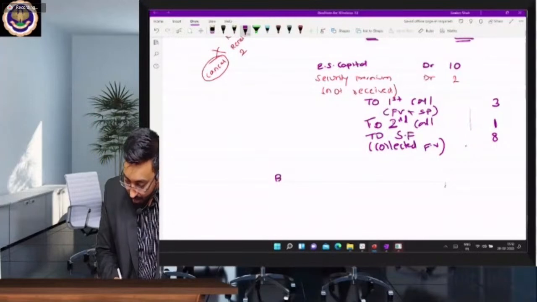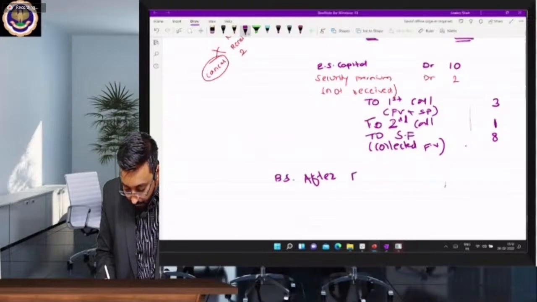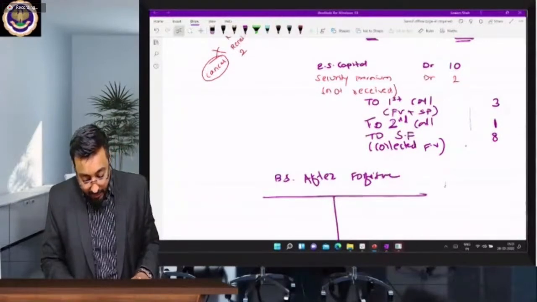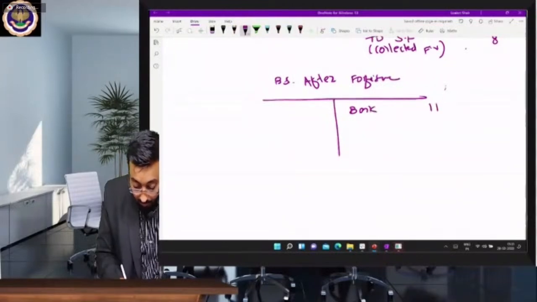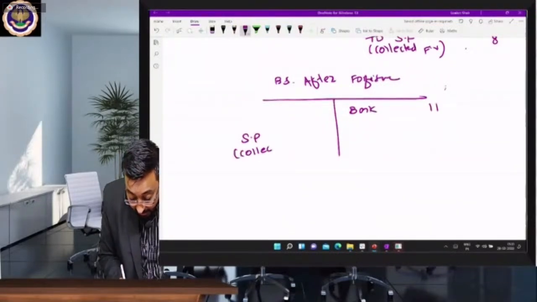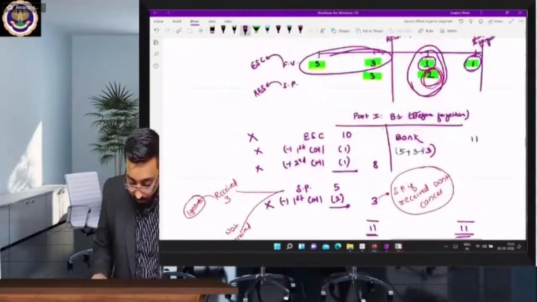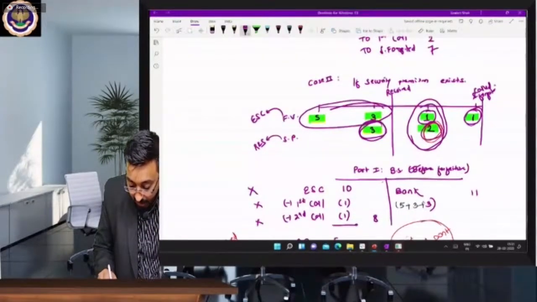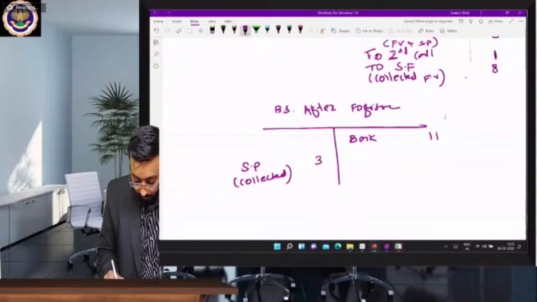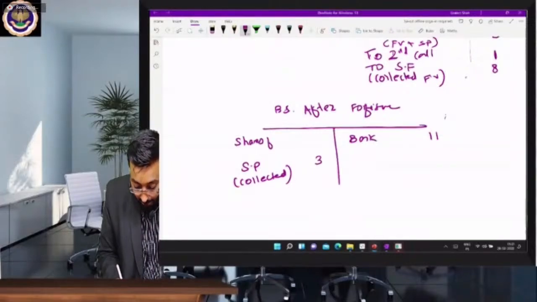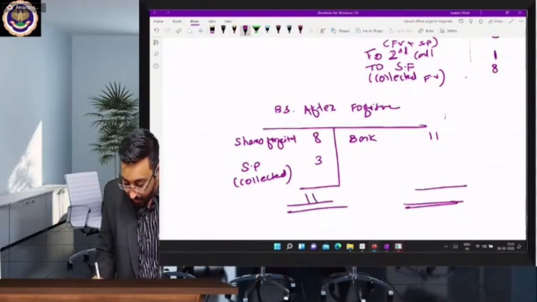And now see the balance sheet. But first time you are going to face the problem. Balance sheet after forfeiture. Is the bank account going to be cancelled, beta? No, the bank account is as it is. Security premium which is collected is 3. And shares forfeited 8. And your balance sheet is going to tally. Yes, sir. 11.